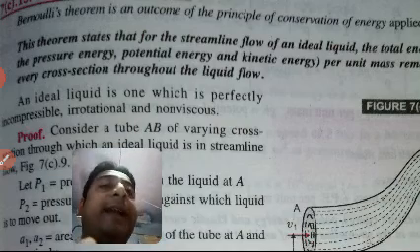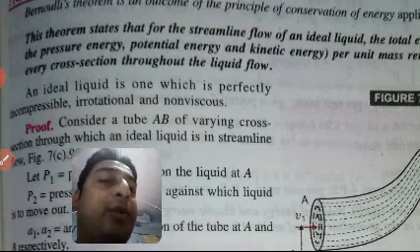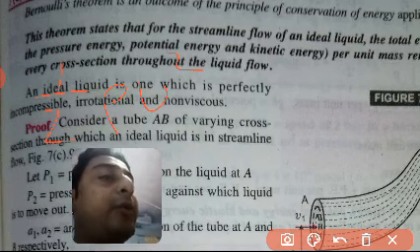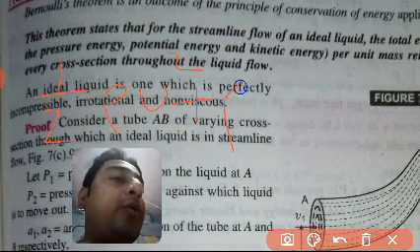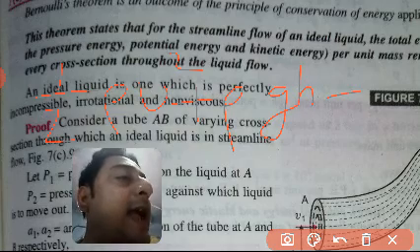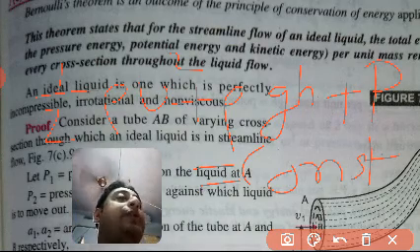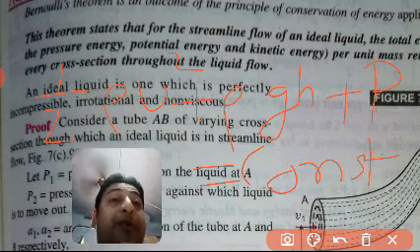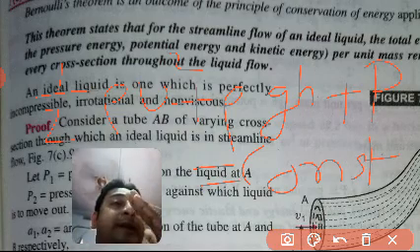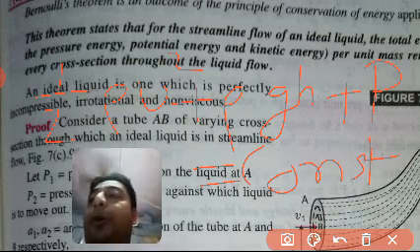energy is constant, and that total energy is equal to half rho v square plus rho gh plus capital P. That capital P denotes the pressure energy, and that is equal to constant. Okay, so this is the mathematical statement of Bernoulli's theorem. So this is the discussion of the second topic.